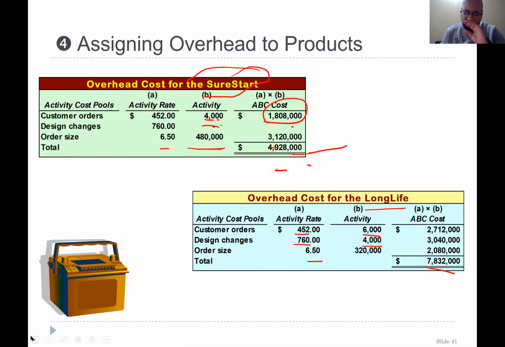So companies making different products, different styles. Companies making two types of batteries, short start and long life. So what is the manufacturing overhead for short start? Then sorry, we cannot call it manufacturing overhead. We can only consider it ABC overhead.